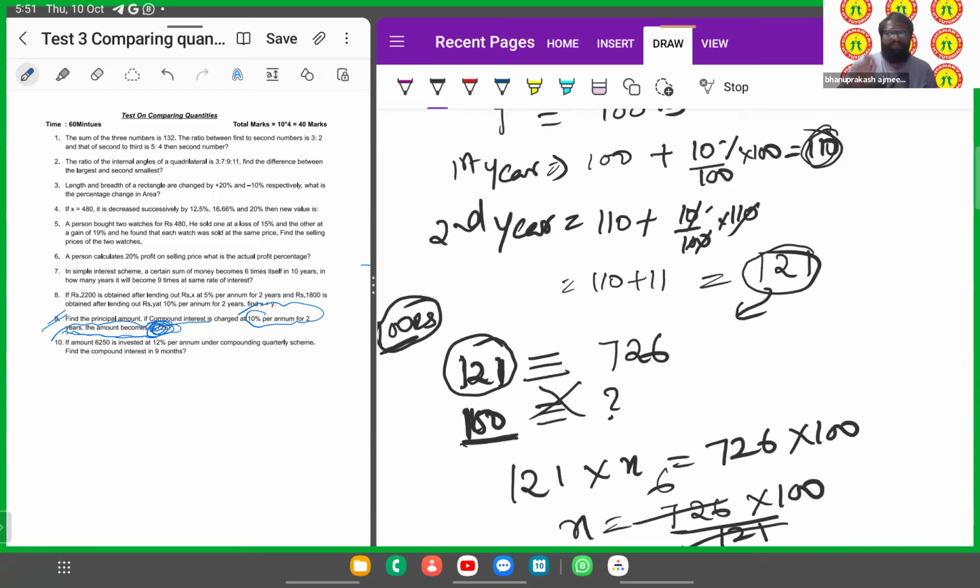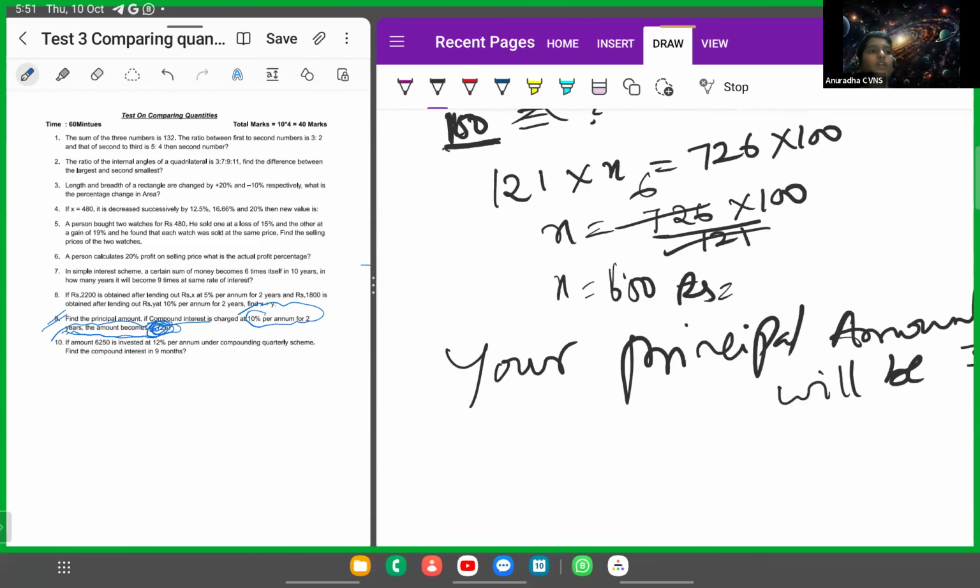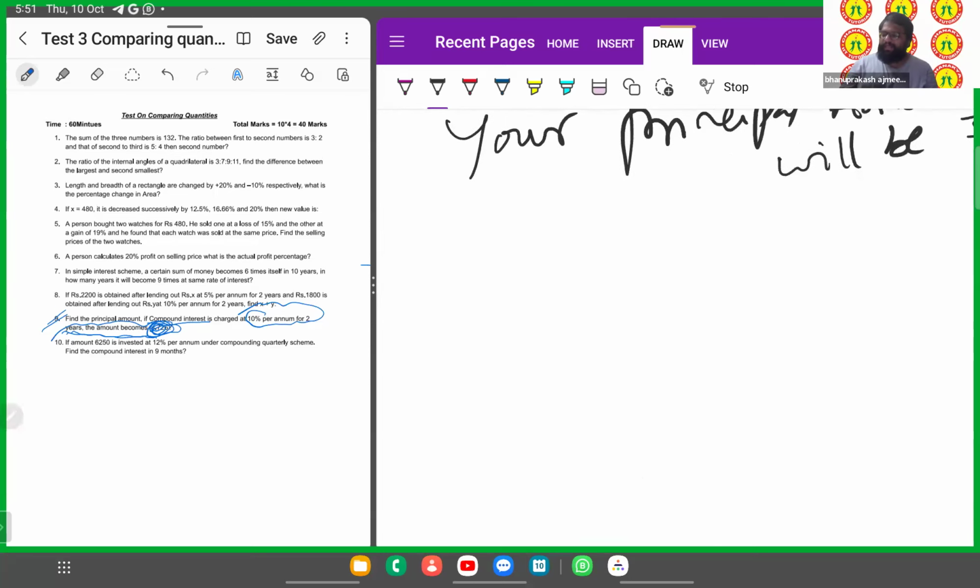So in any problem wherever you need to find the base amount or principal, you need to consider it as either 100% or 100 rupees. Okay, so previously we took a percentage, now we are taking it in rupees. Even if you take 100% here, your answer will be the same.